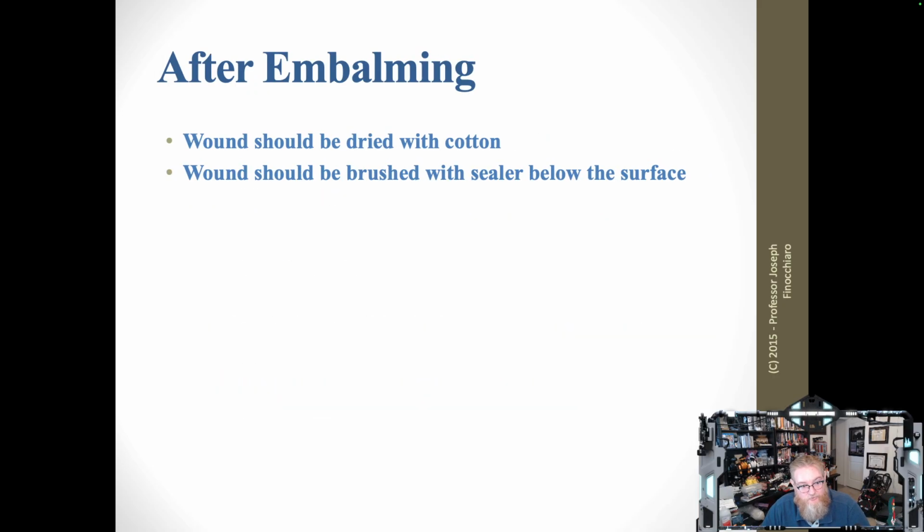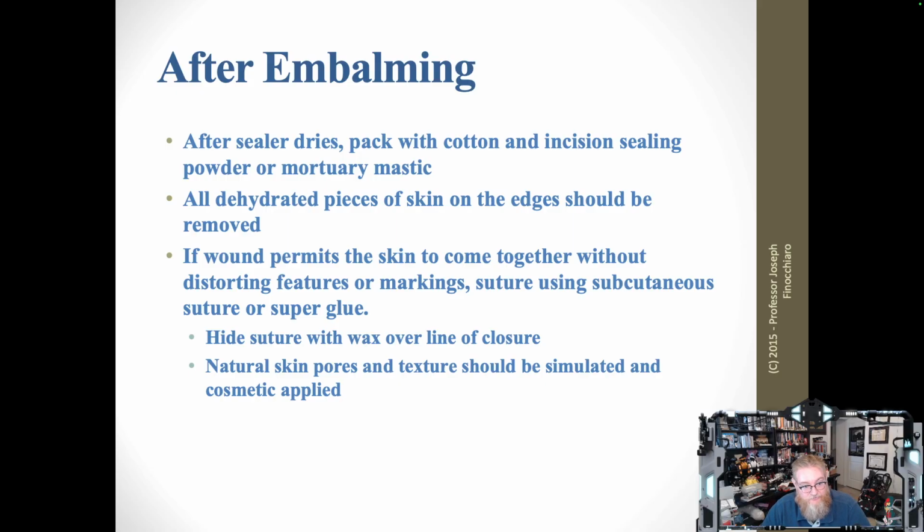After embalming, the wound should be dried once again with cotton. Wound should be brushed with sealer below the surface. After the sealer dries, pack with cotton and incision sealing powder or mortuary mastic. Now, when using sealing powder, as the powder gets wet, it will grow in size. So with use, you'll kind of get an idea of how much you should put in what areas so that it doesn't form a golf ball under the skin, especially if you encounter a lot of liquid.